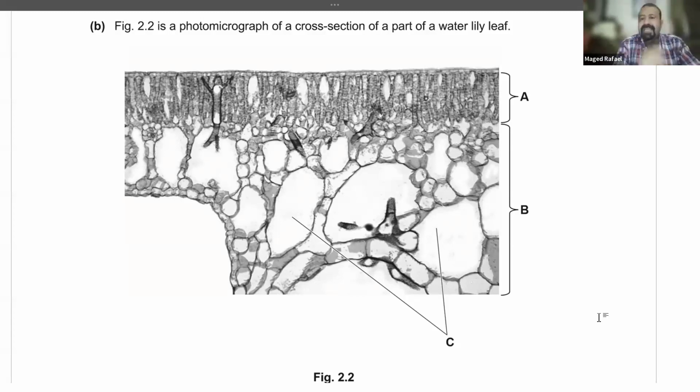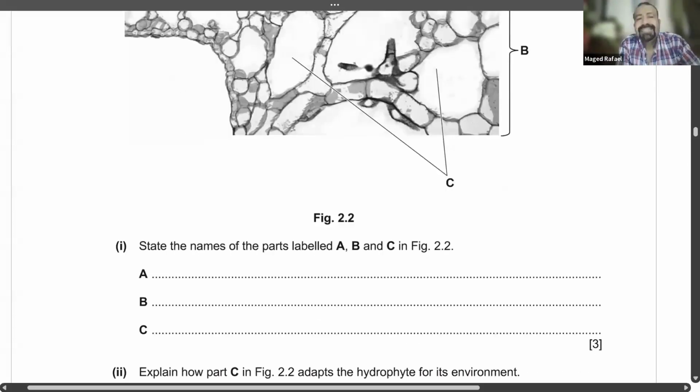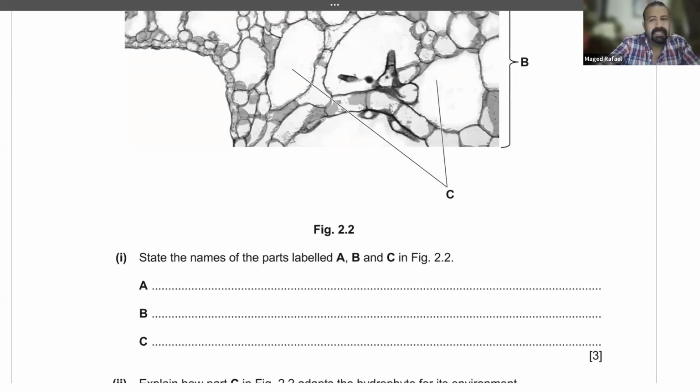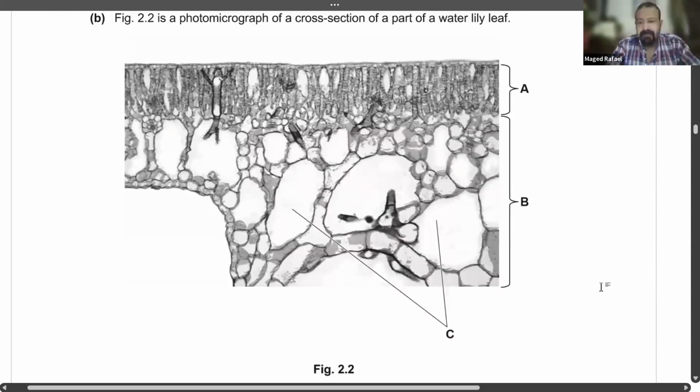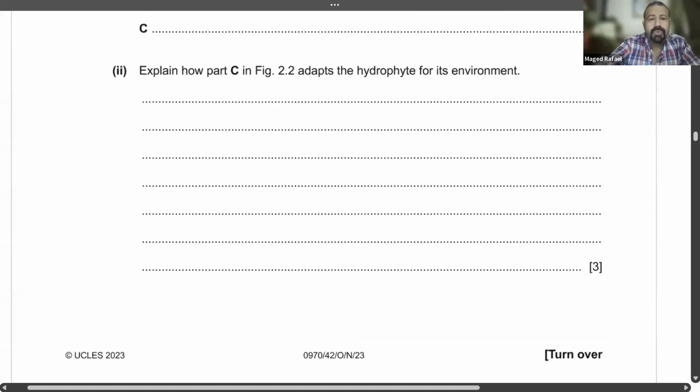So this is the T section in the leaf, and I want you to state the names of the parts labeled A, B, C. It is just a structure. What's A, Adam? Palisade? Yes. What's B? Sponge. And what's C? Yeah, air space. Thank you, Khalaf. This is perfect. Okay, let's go to the second question.